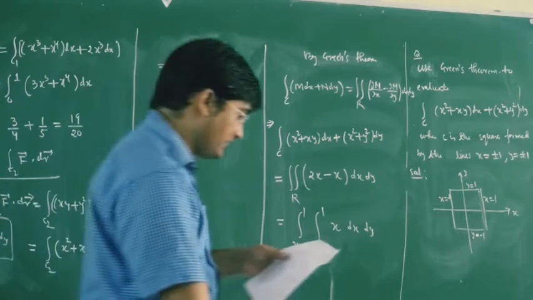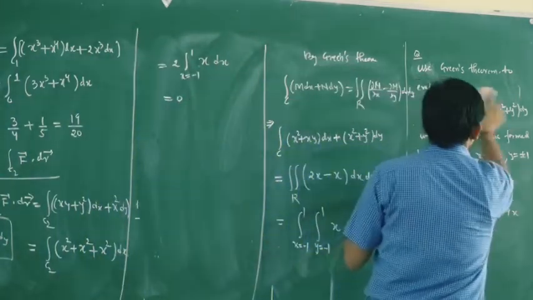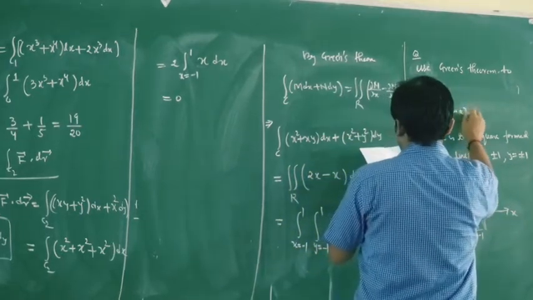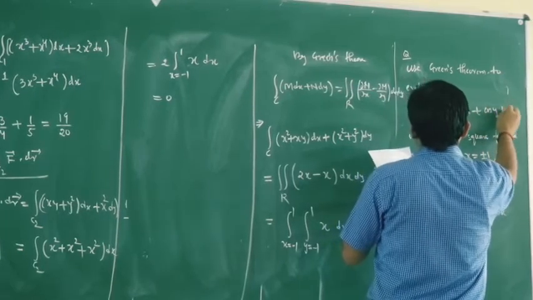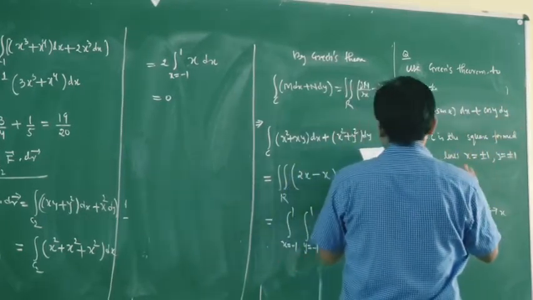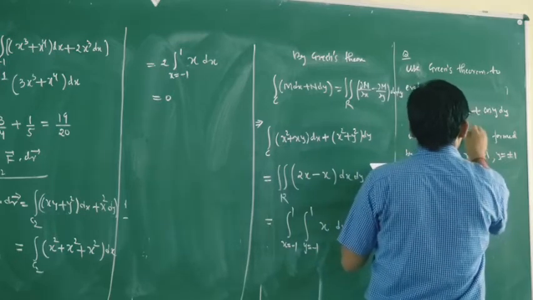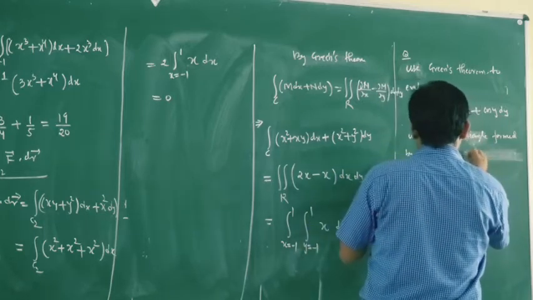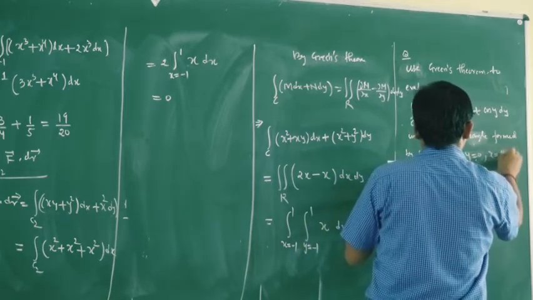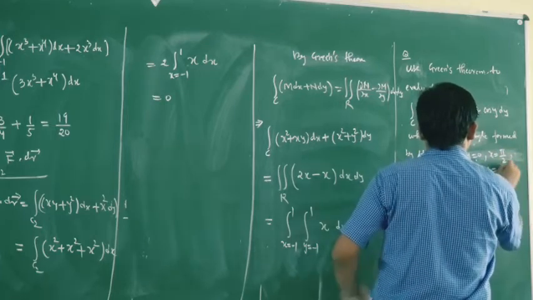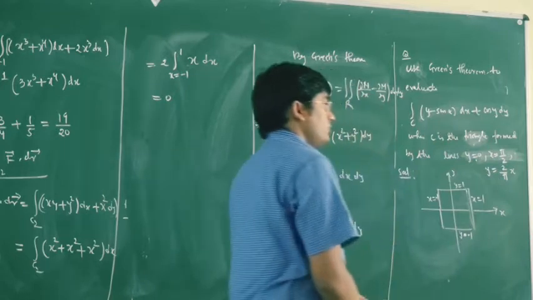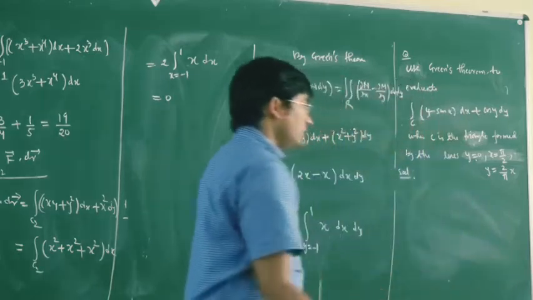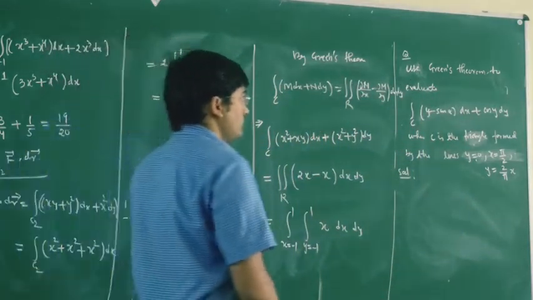Now our next question: to evaluate the integral of (y minus sin x) dx plus cos y dy, where C is the triangle formed by the lines y equal to 0, x equal to pi by 2, and y equal to 2 pi x. So we have these three lines, and for this triangle we have to evaluate this line integral.